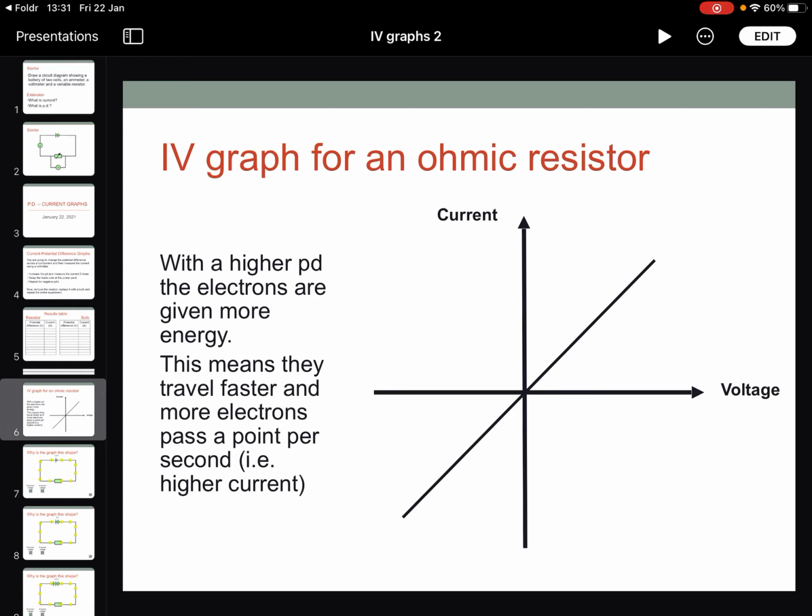With a higher potential difference, the electrons are given more energy. This means they travel faster and more electrons pass a point per second, i.e. higher current. So can I please get you to title and write your notes on your resistor graph? That would be fabulous. And then we shall have a look at an example of it happening.